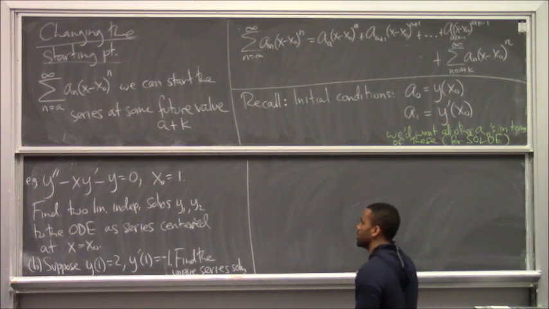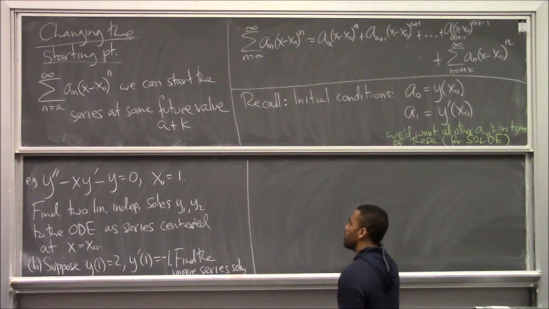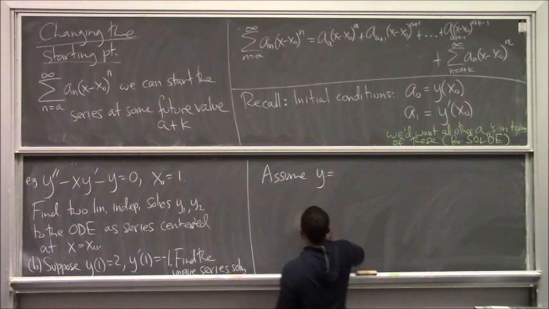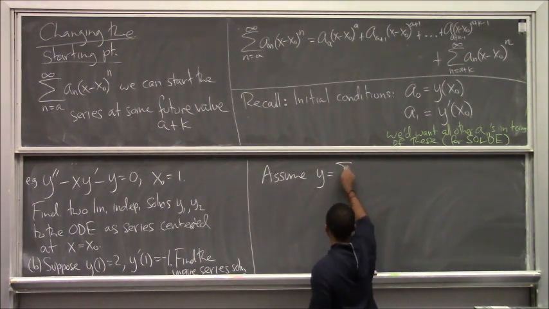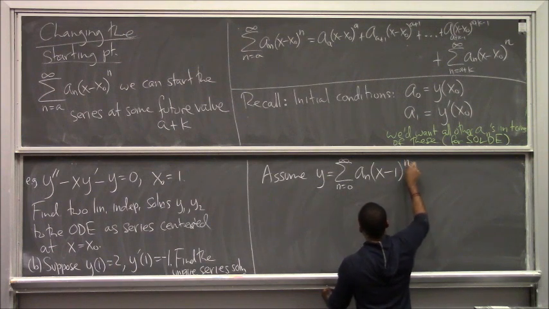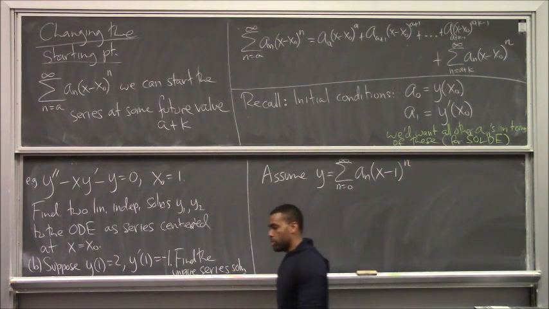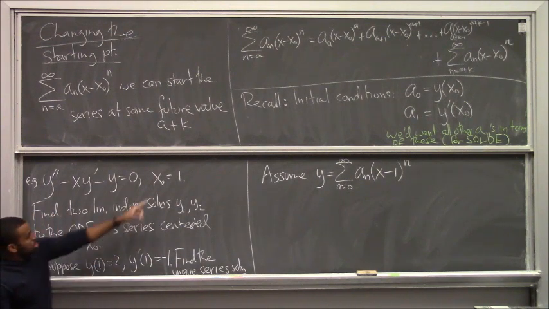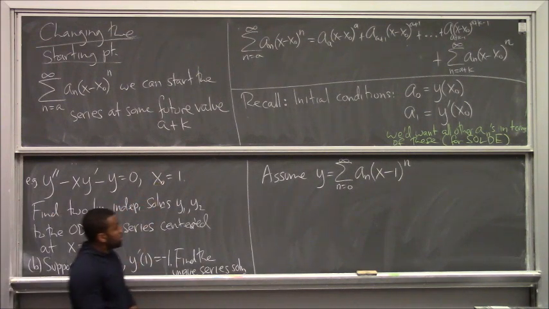So let's actually jump into that. What would we assume our y looks like? An absolutely convergent series, the sum from n equals 0 to infinity of a sub n times x minus x naught raised to the nth power, which is x minus 1 raised to the nth power. So that is how we'll assume our solution will look. I want it centered at x equals x naught. X naught here was given as 1.